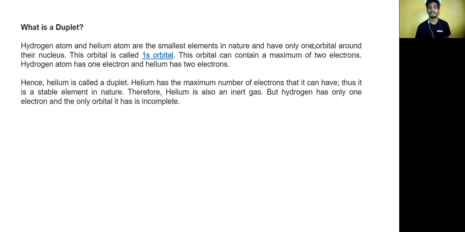Therefore, helium is an inert gas, but hydrogen has only one electron. So it is not stable right now because it requires one more electron to get stable, and that is why its orbit is incomplete. Okay, have you got the point? So what is a duplet and what is the impact of the duplet?